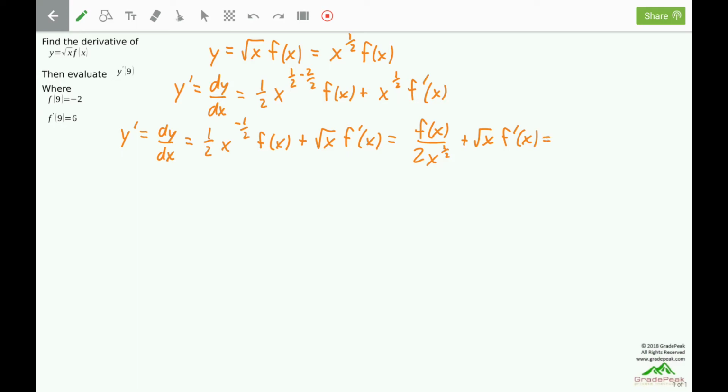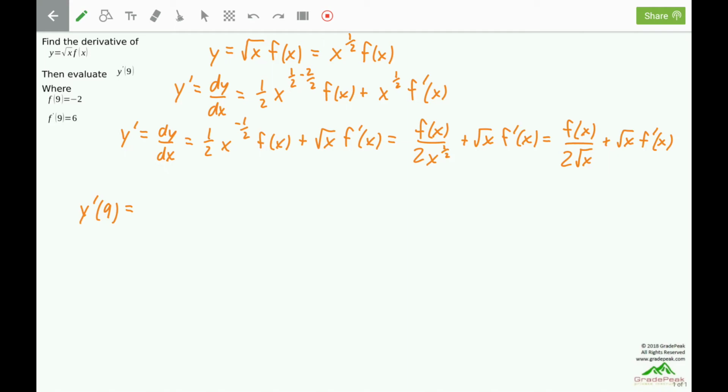And then we can take one more step where we can rename the x to the 1/2 in the denominator as first power second root, square root of x. And then rewrite our second term exactly as we see it. So there it is simplified. Now we can evaluate y prime of 9.